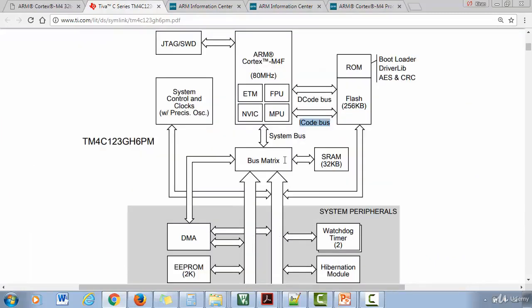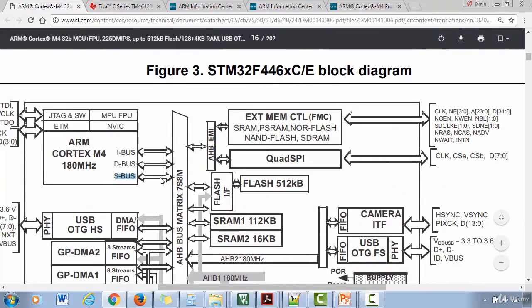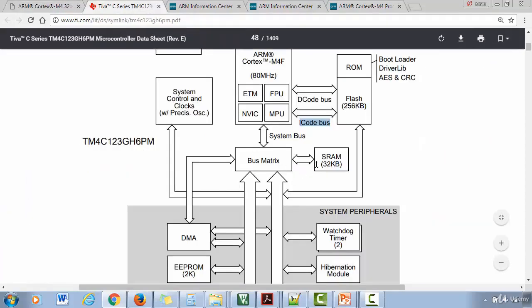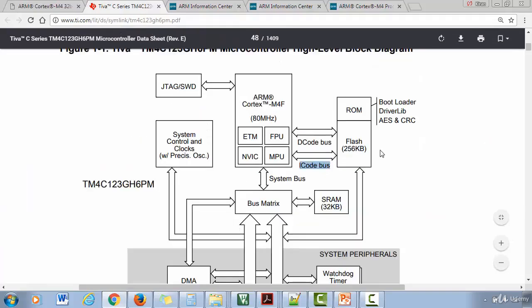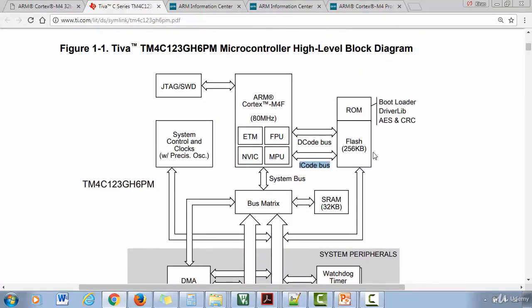And the system bus is also connected to the SRAM here, and here also it is the same. The system bus connects over the bus matrix to the SRAM, exactly the same as before. Great guys, that means these two microcontrollers follow almost the same design, and you can check with your microcontroller. You should also see something similar.